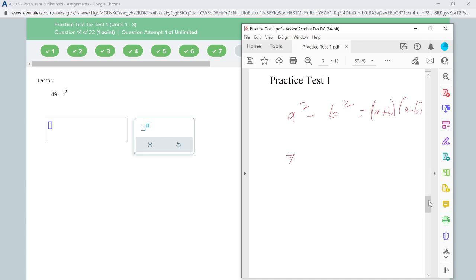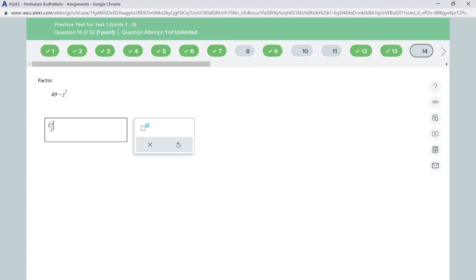49 can be written as 7 squared, and z is already squared. So if you replace a by 7 and b by z, then this is your answer: 7 plus z times 7 minus z.